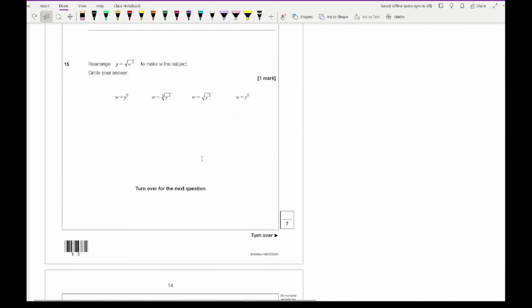So moving on to question 15, it says rearrange y equals the square root of w to the power of 3 to make w the subject. Now for this, we just need to go through the steps. So here we want to get rid of the square root first, so then that becomes y squared equals w cubed. And then how do we get rid of the cube? Well, we cube root. So it's going to be the cube root of y squared, which is option number 2.